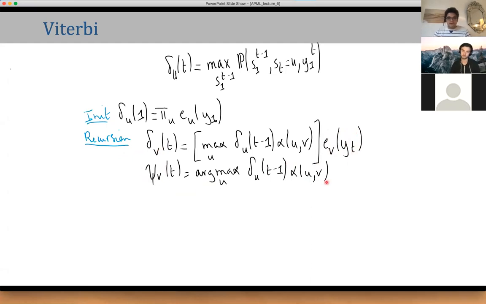And here I keep my backward pointer, so that's for backtracking. I keep the information of which one of those U allowed me to get the max, because we'll need that to get back. So that's the end of the algorithm. So that's how it works.